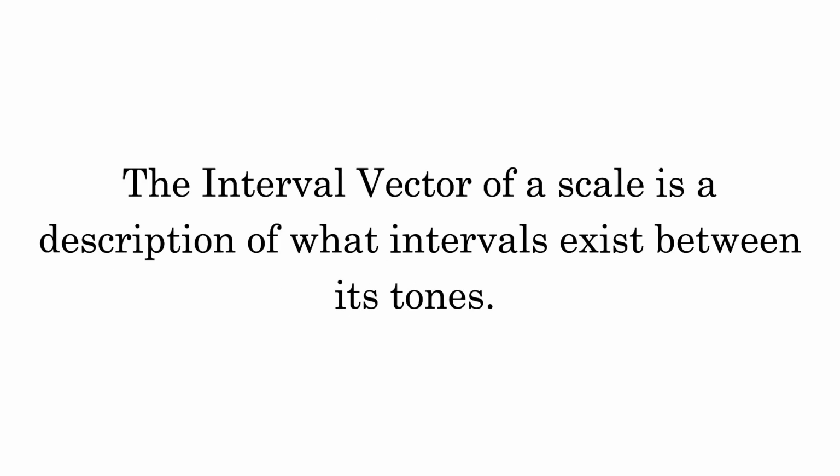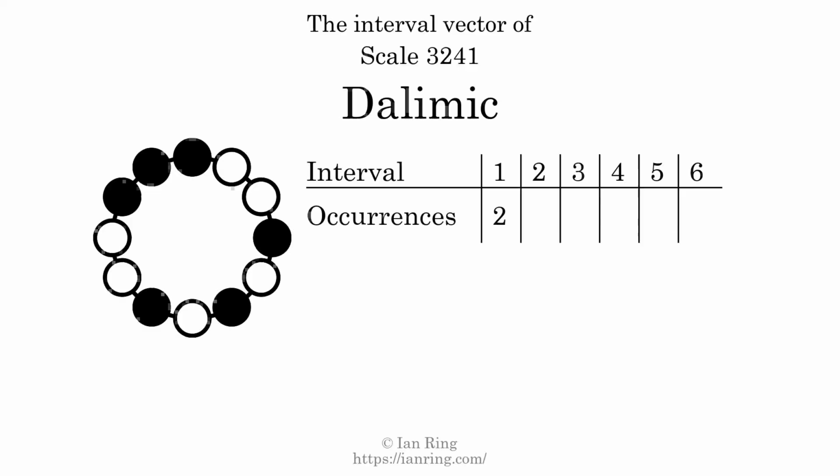The interval vector of a scale is a description of what intervals exist between its tones. There are 2 intervals with the size of 1 semitone. They are here and here. There are 3 intervals with the size of 2 semitones. They are here, here, and here. There are 2 intervals with the size of 3 semitones. They are here and here.